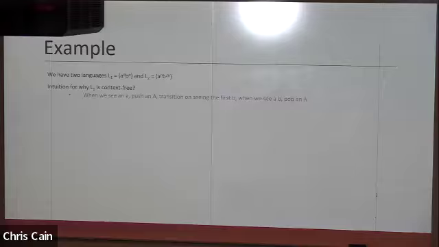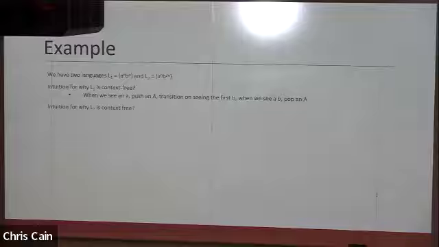Let's give you an example. Here we have two languages, a^n b^n, and another language, a^n b^(2n). So first, why is L1 context-free? We've seen this before. We could write a context-free grammar or a non-deterministic PDA for it. The English behind this: when we see an a, we're going to push something onto the stack. When we see a b, we're going to pop it.